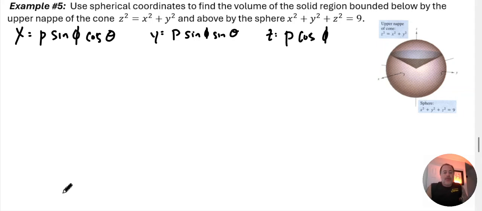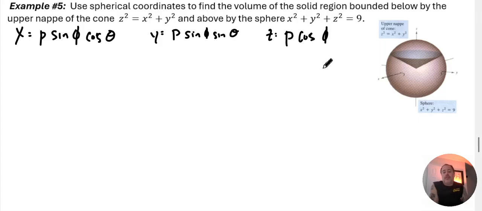Hey guys, welcome back. We're doing triple integrals in spherical coordinates. This example is asking us to use spherical coordinates to find the volume of the solid region bounded below by the upper nappe of the cone z squared equals x squared plus y squared, and above by the sphere x squared plus y squared plus z squared equals 9. And we're given the three equations that you can use to convert from Cartesian to spherical, which we're going to use in a little bit.